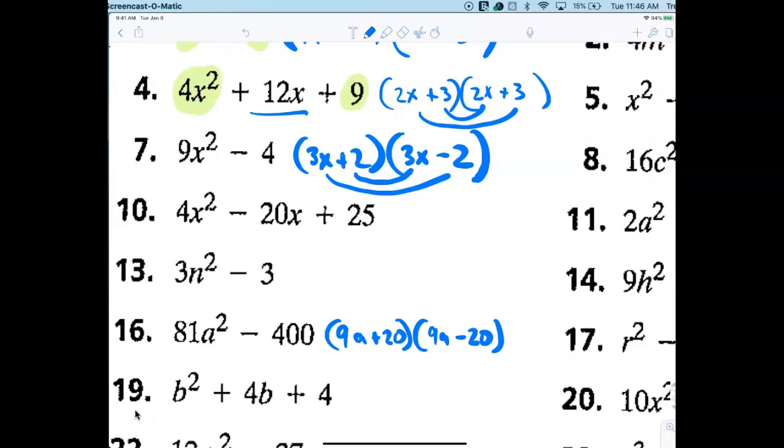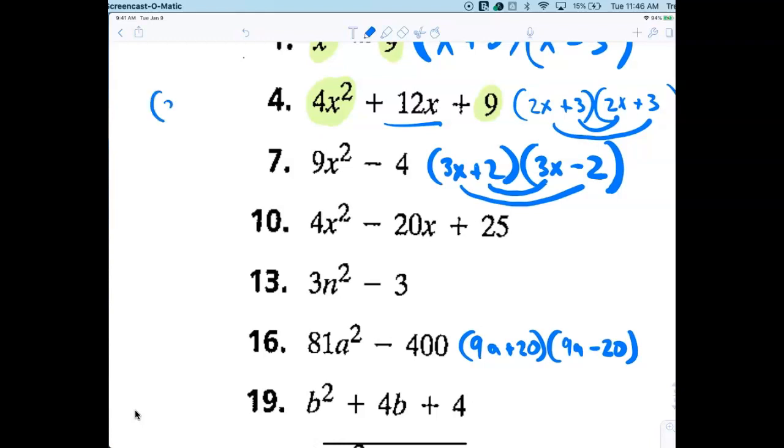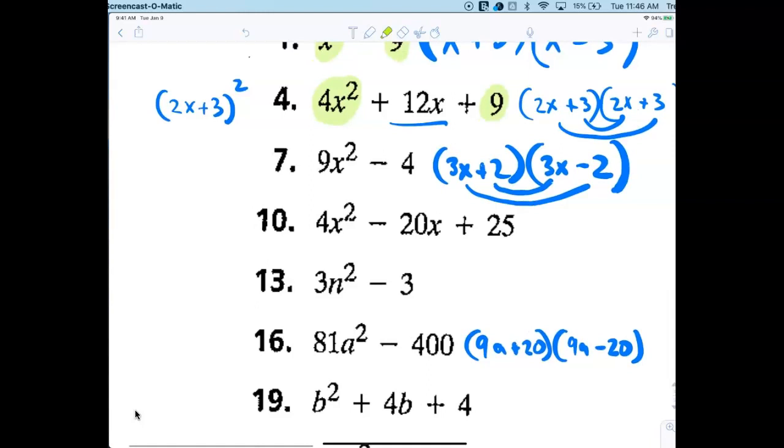Why is it different? Because 2x plus 3 times 2x plus 3 can be written like this: 2x plus 3 squared. That's why they call it a perfect square. When the factors are the same, it is called a perfect square. Is everybody hearing me? I prefer that you write it like this. Do I care if I write it the other way? It's not wrong. Writing it this way just shows that you understand it is a perfect square.